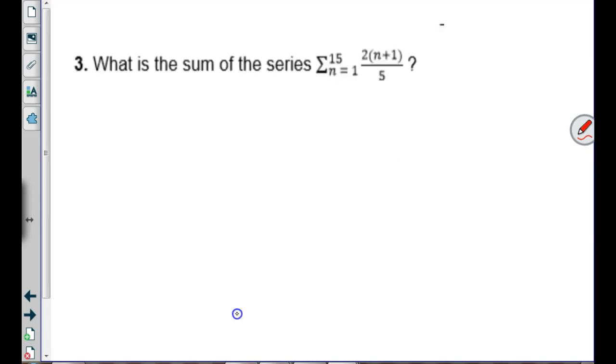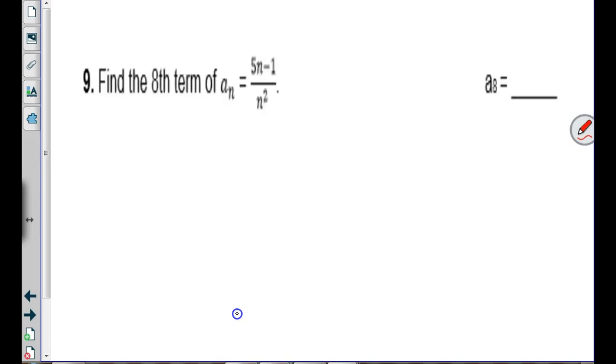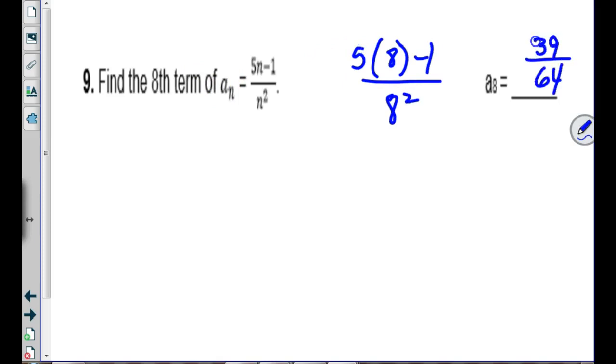All right, this you can type in your calculator. It's for the math menu. How much time do I have? None? How do you find the 8th term here? Yes. And it's supposed to be exact, so just write like 39 over 64 or whatever that comes out.